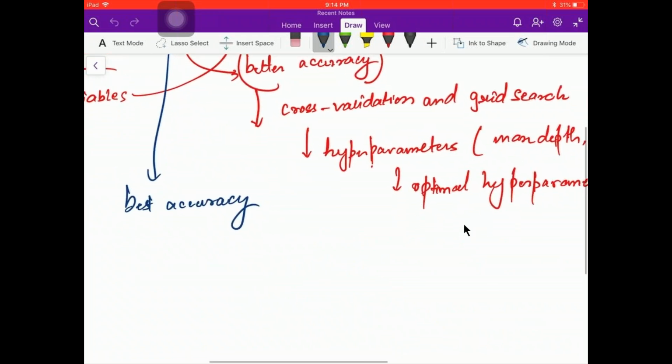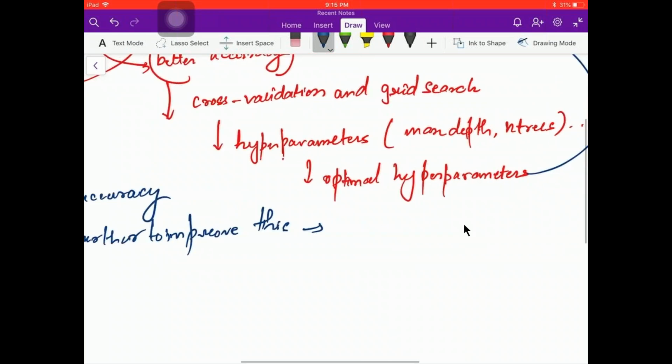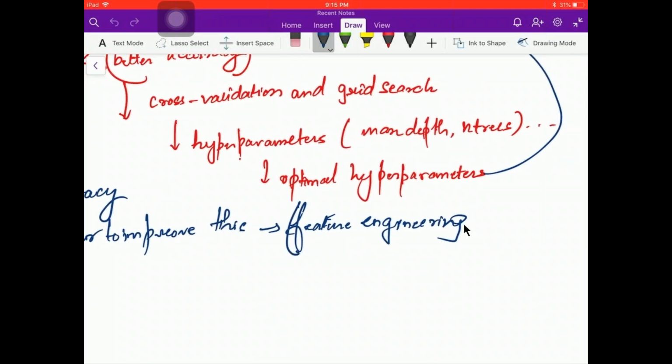Correct? Now, further to improve this, you need to do feature engineering, which is not in the scope of our course. Okay, but this is more related to business knowledge.